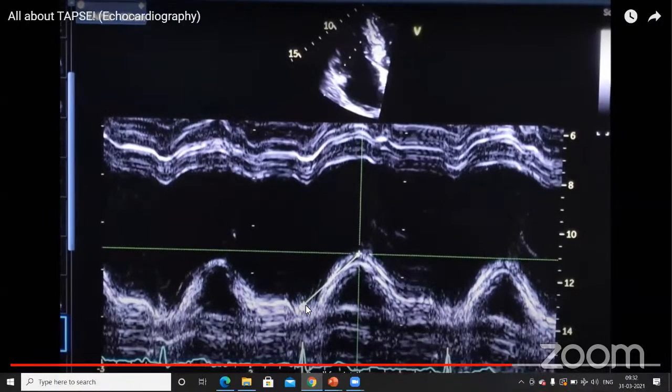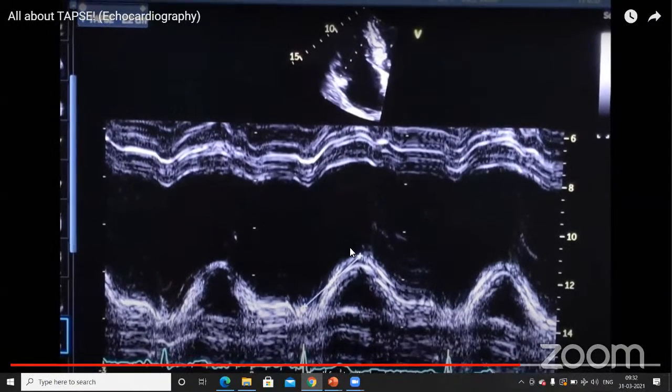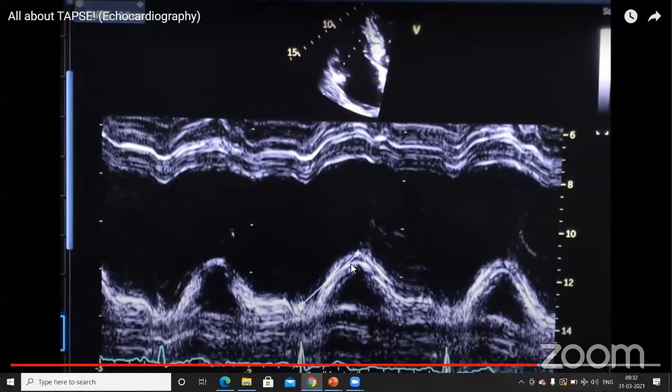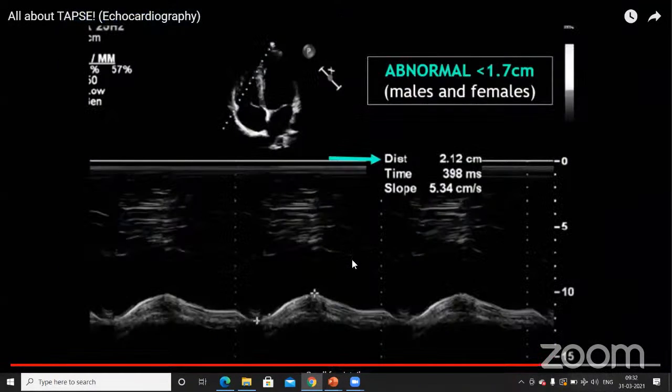So you see this measure that they're taking. This measure is your TAPSE. That is all. Nothing more complicated than this. The normal TAPSE is usually 1.7 centimeter and more. So if you have a TAPSE which is more than 1.7 centimeter, you can say that your patient is having a good RV function.